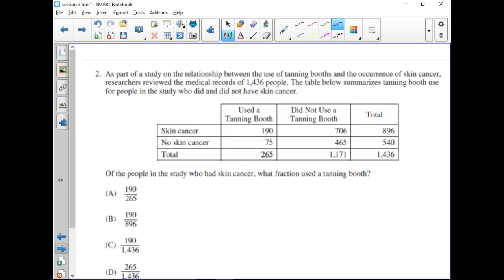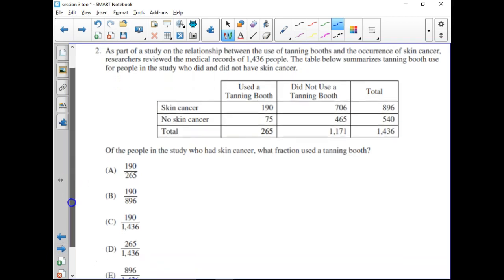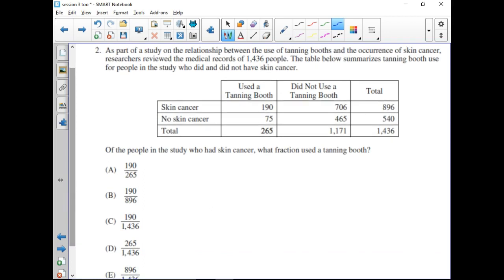This one's not too bad. Should we do this one? Okay, I'm going to keep you here as long as I can, but I have to go soon, so we won't be too much longer.